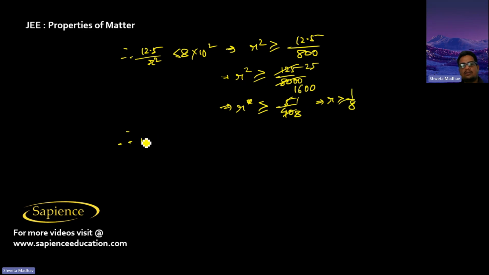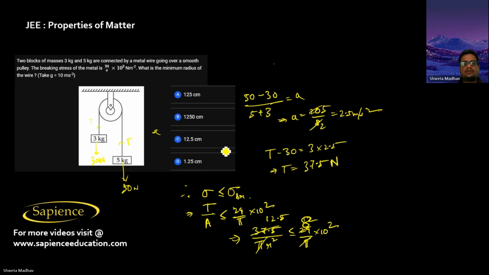Therefore, the minimum radius of the wire should be 1 by 8 meters, or I can say 100 by 8 centimeters, which is 12.5 centimeters. 12.5 centimeters is the minimum radius of the wire. So option C is the correct answer.